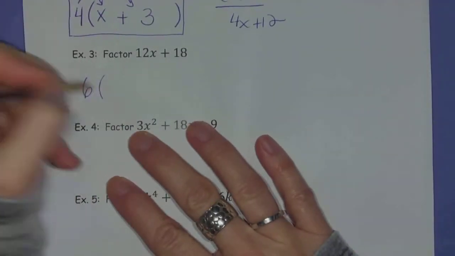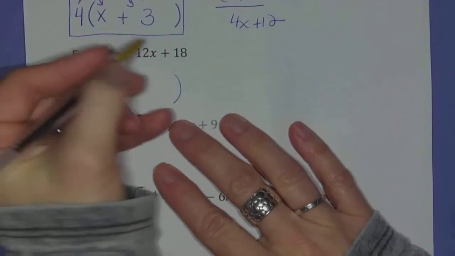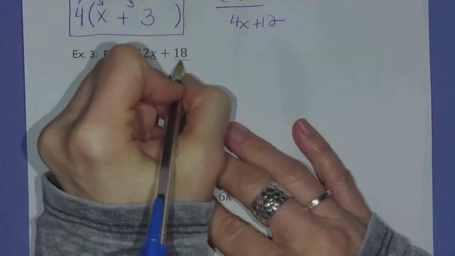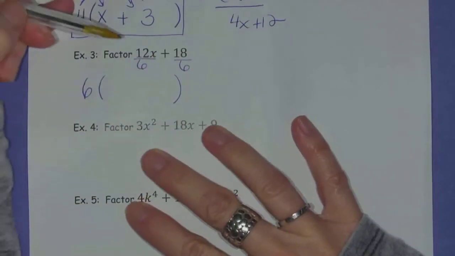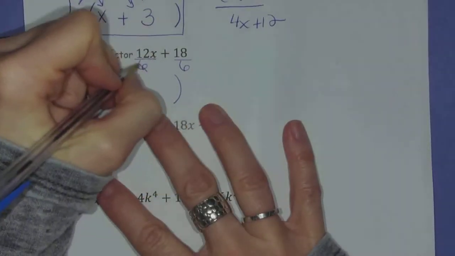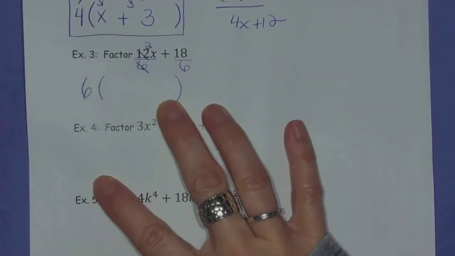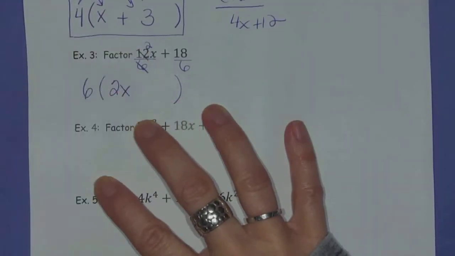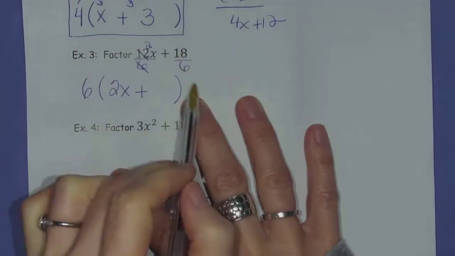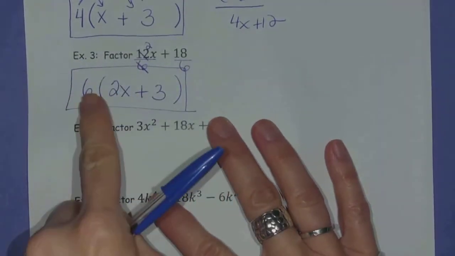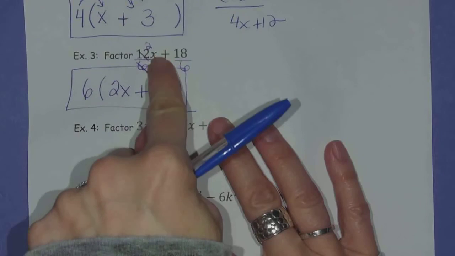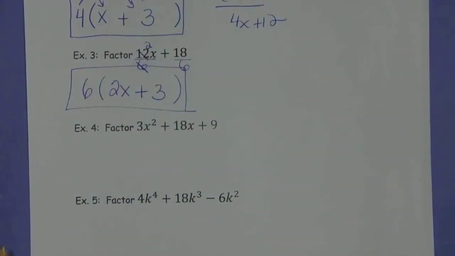Okay, open the fridge. Divide by 6. Okay, 12x divided by 6. Well, 12 divided by 6 is 2, so we've got 2x plus 18 divided by 6 is 3. Final answer. If you don't believe me, distribute. You're going to get right back where you started.